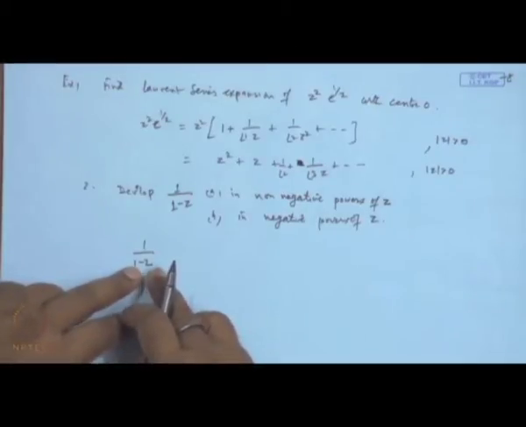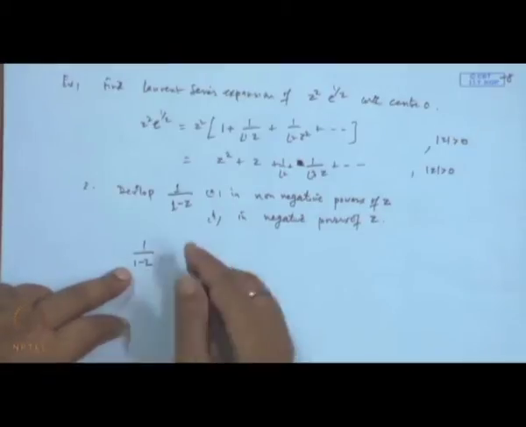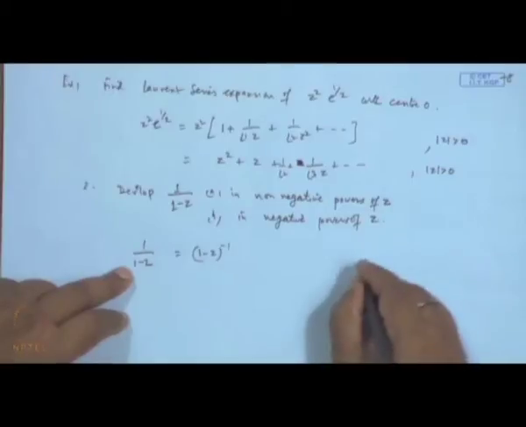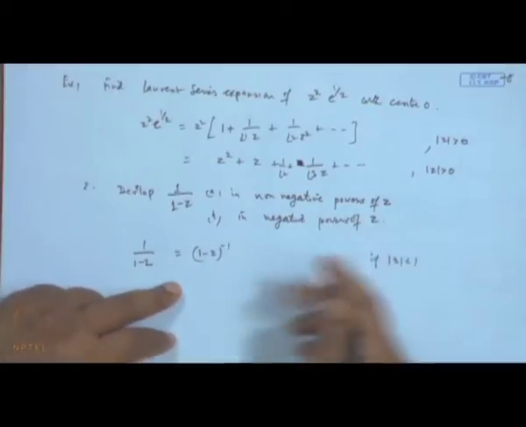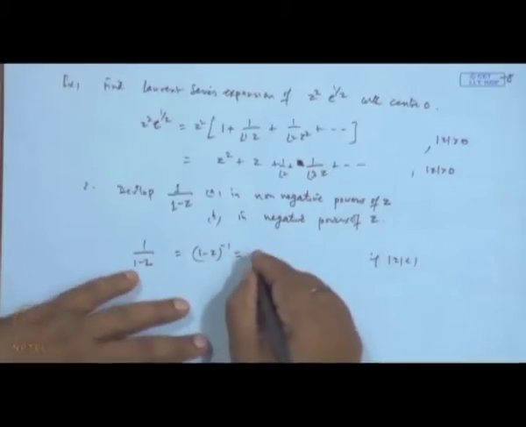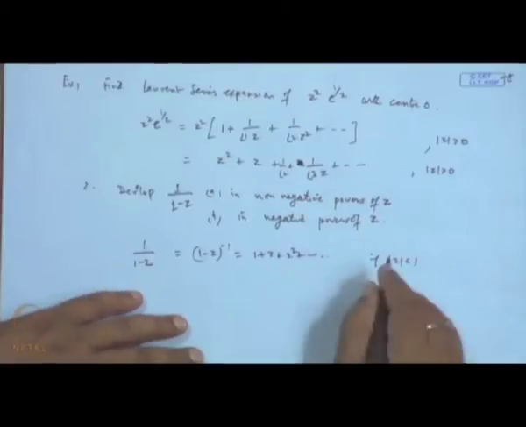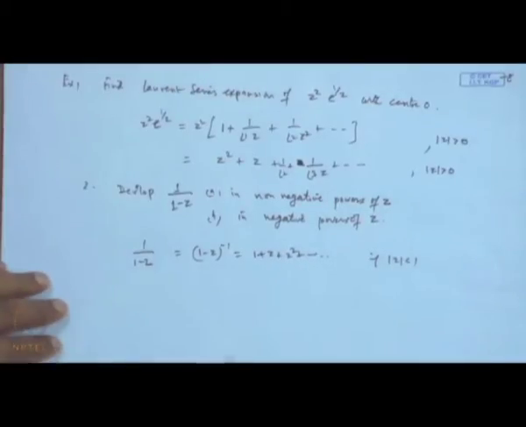It means, if I assume mod z to be less than 1, then obviously, this can be written as 1 minus z inverse. If mod z is less than 1, then we can expand this in the form of the series, which is 1 plus z plus z square and so on. This is the expansion of this series if mod z less than 1.